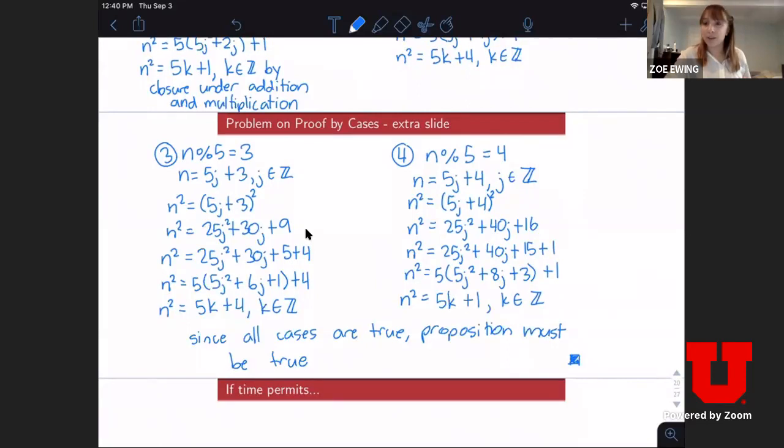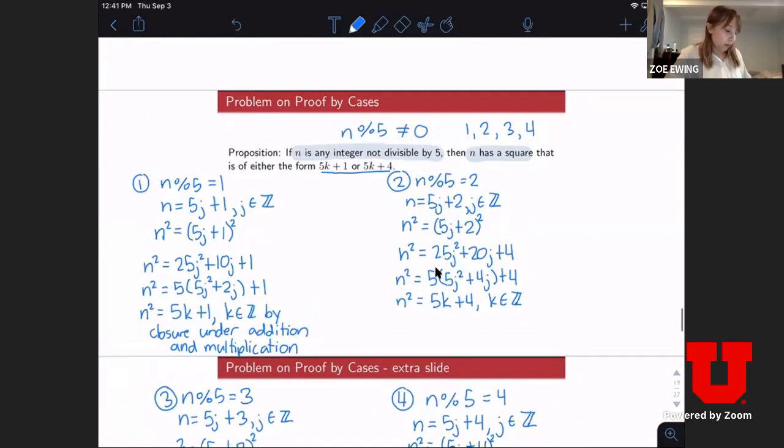Okay, we kind of went through that a little bit quick and we're out of time, but are there any quick questions before I let you all go? How do you know that you just had to check for 1 through 4 in your cases?